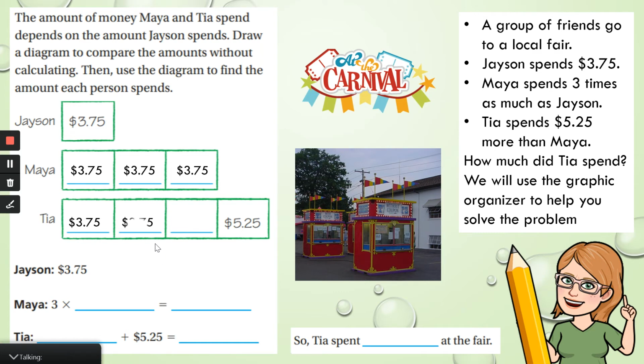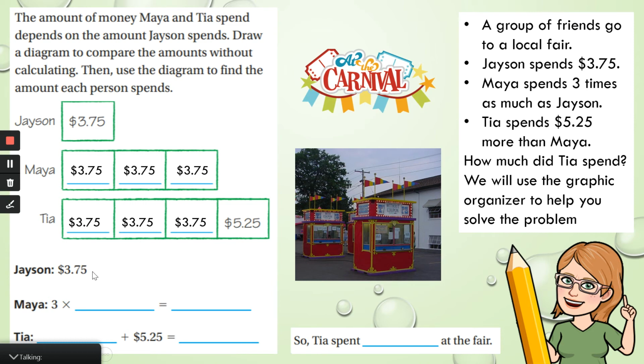Correct, $3.75. Because even with a strip diagram, multiplication is just a faster way of repeated addition. So I've got 3 groups of 375. This is 3 times 375. And then for Tia, we would add $5.25 to that amount.